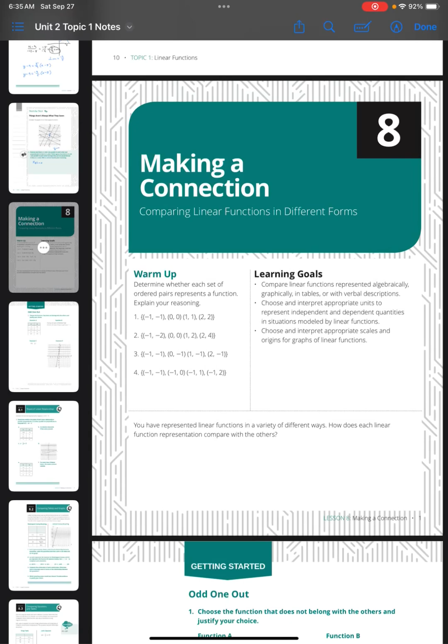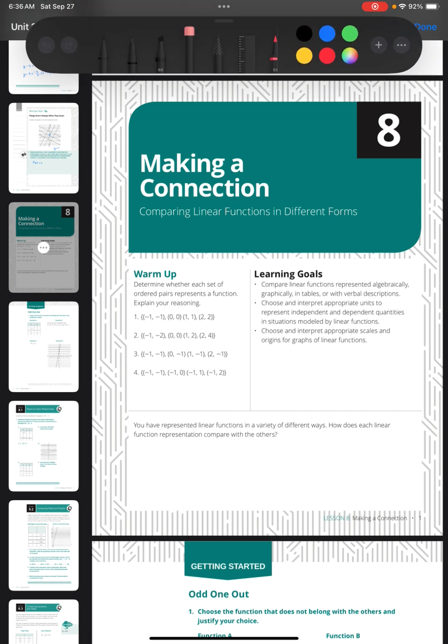All right, looking at our next lesson here, comparing linear functions in different forms. A little warm up to get started. Determine whether each set of ordered pairs represents a function and explain your reasoning.